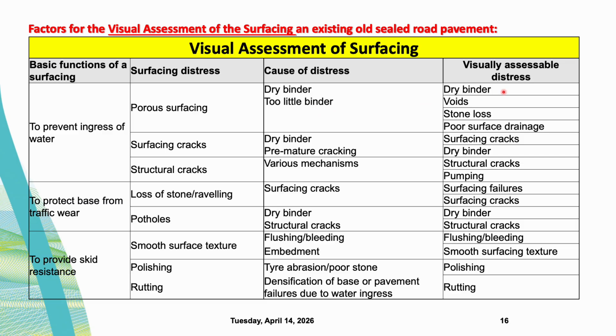And you can see dry binder, you can see voids, you can see stone loss, you can see poor surface drainage. If you see all of these elements visually, you can classify your existing seal as a porous surfacing. The next one is surfacing cracks, which also appear because of dry binder or premature cracking. You can see surface cracks and dry binder just by visually looking at it. Inspect it, and then classify.